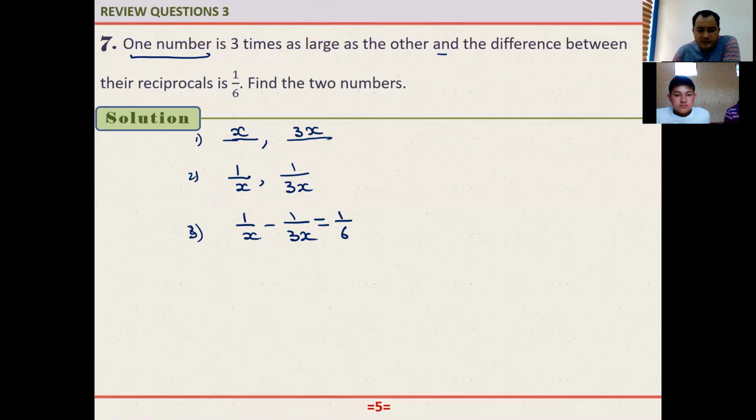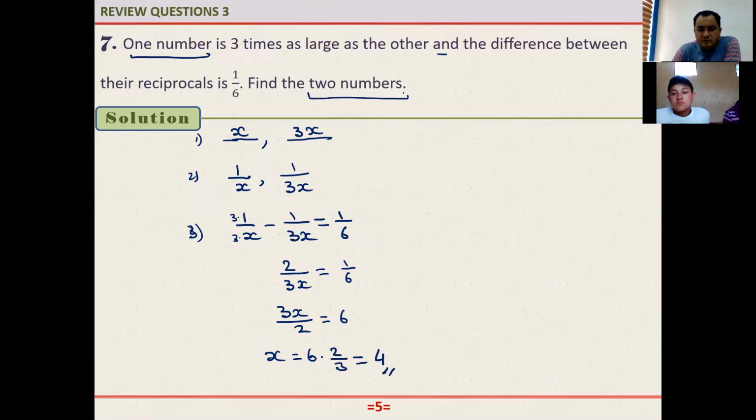Now the common denominator is 3x. If we multiply here, 3 times 1 is 3, times x. So it is 2 over 3x equals 1 over 6. If we just flip both sides of the equation, what do we get? 3x over 2 equals 6 over 1. So what is x? x equals 6 times 2 over 3, which is equal to 4. So the answer to find the two numbers: the first number is x, that is 4. The second number is 3 times 4, that is 12.